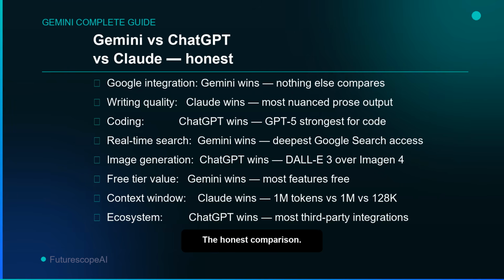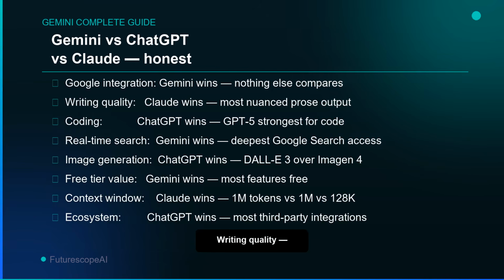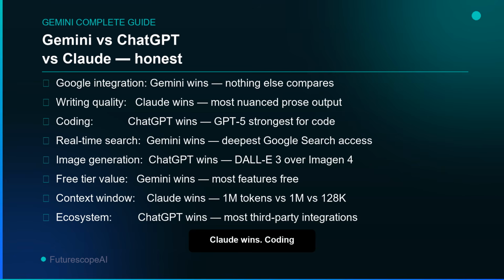The honest comparison. Google integration: Gemini wins by a wide margin. Writing quality: Claude wins. Coding: ChatGPT with GPT-5 wins. Real-time search: Gemini wins with deepest Google search integration. Image generation: ChatGPT with DALL-E 3 wins over Imagen 4. Free tier value: Gemini wins with the most features available for free. Context window: tie between Gemini and Claude at 1 million tokens. Ecosystem: ChatGPT wins.